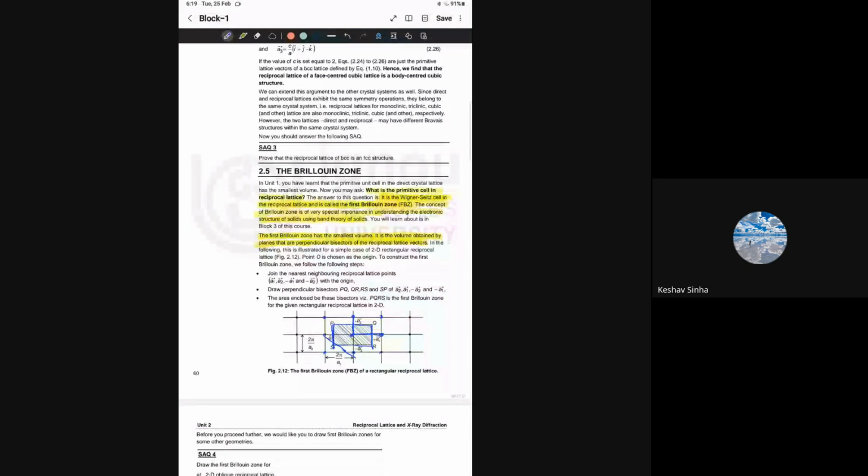So how exactly is it obtained? Join the nearest neighboring reciprocal lattice points with the origin. Draw perpendicular bisectors. Once you draw the perpendicular bisectors, the area enclosed by these bisectors, PQRS, is the first Brillouin zone. Okay.